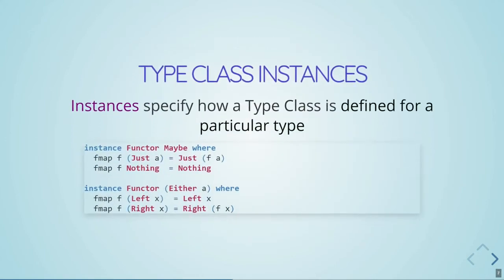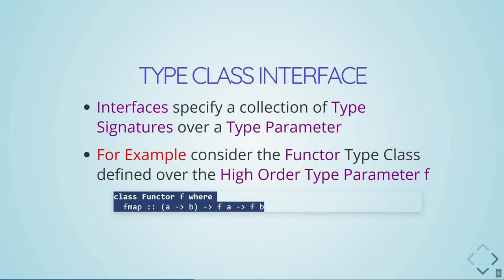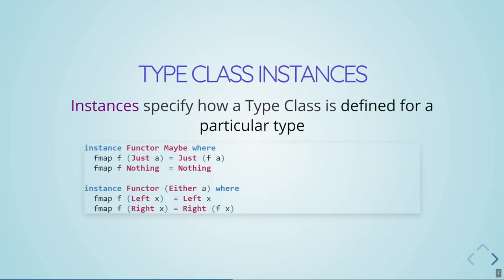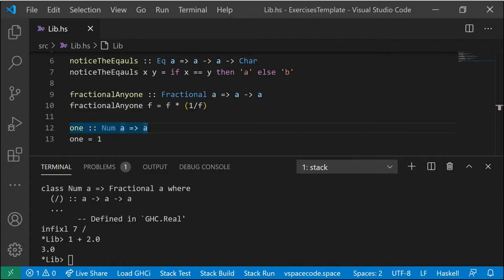So we make this definition, this class interface, and then later on we write instances and we write how fmap is defined depending on what type we give it. We have to give it a type that takes a type parameter. So let's keep this in mind.